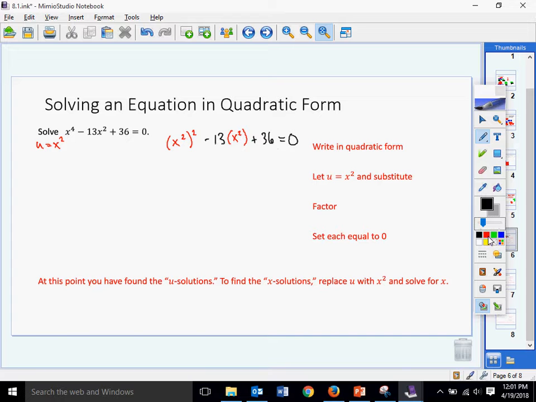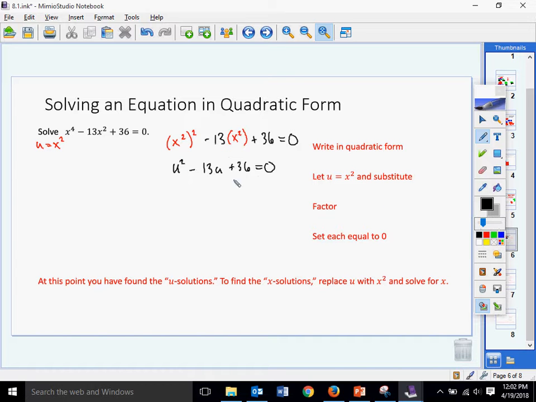So now that it's in quadratic form, and I'm thinking that my u is x squared, I'm going to replace the x squared with a u. So anywhere I see an x squared, I'm going to put a u. So this would be u squared. This is 13 times u, and this is 36. Okay, now this does look like a quadratic equation.